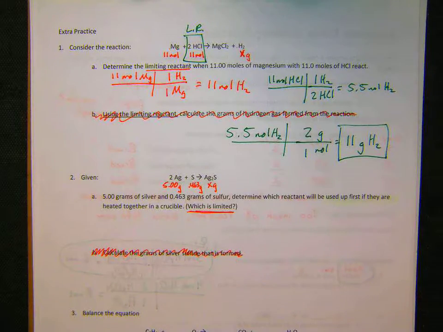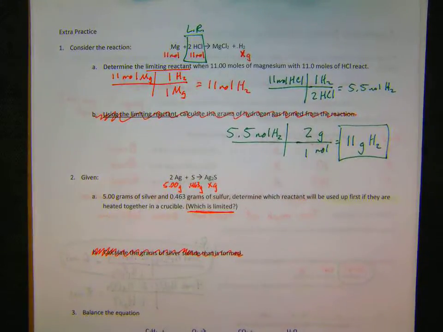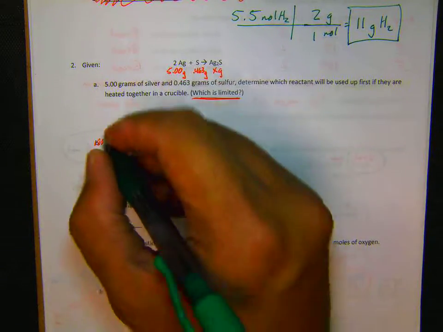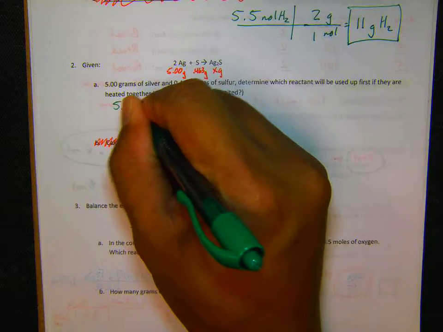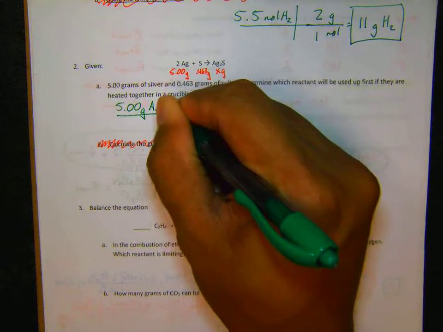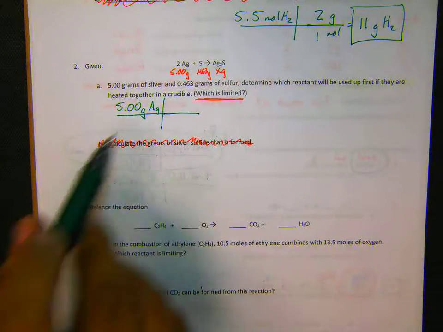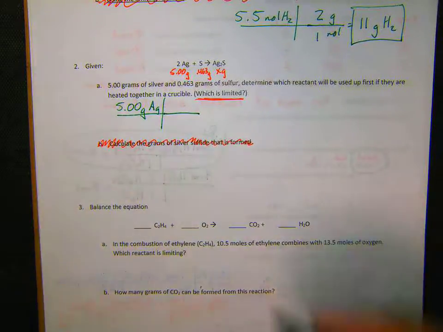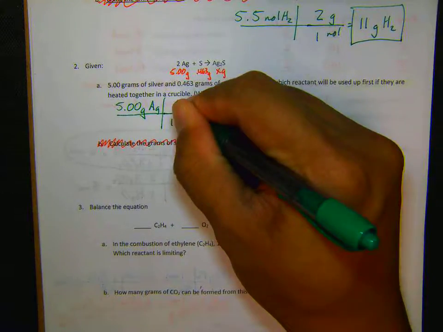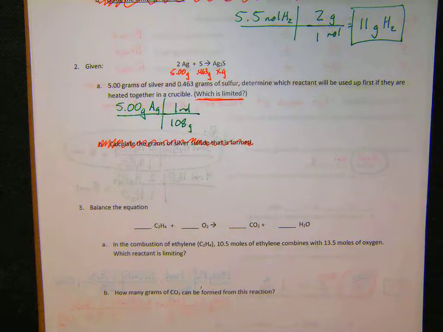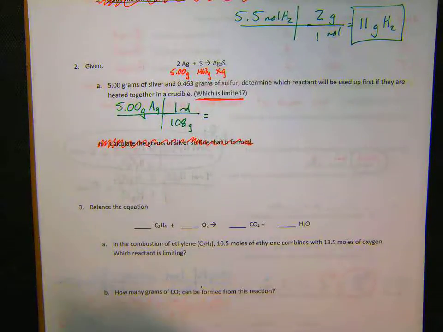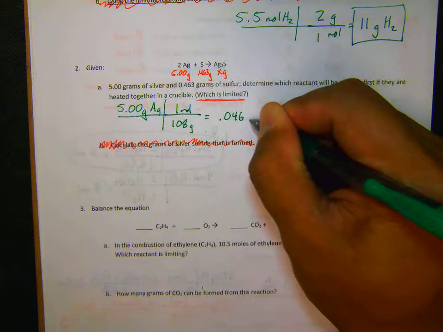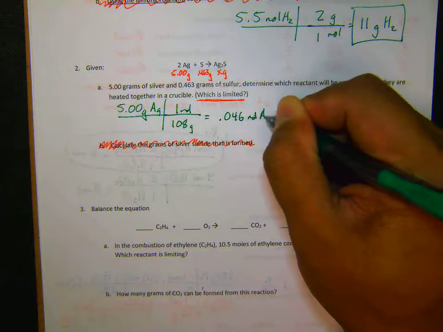All right, the next thing we're going to do is number 2. So we've got 5 grams of Ag, so I'm going to start with 5.00 grams of Ag. I need to change that to moles. In this case, I have grams, so now I have to divide by the number from the periodic table. So 108 grams, 1 mole on top. And that's going to end up being 0.046 moles of Ag.